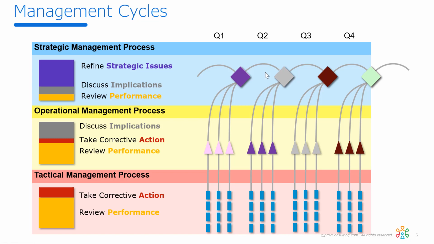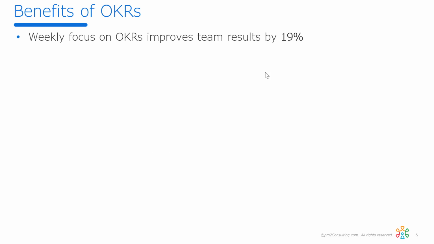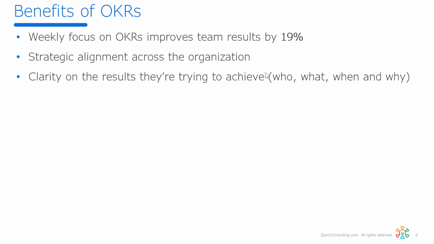Now, I want to be clear, OKRs don't solve all your operational problems, but they do solve a lot. And the key benefits we see are based on a lot of client research. This weekly focus on OKRs improves the team results by about 19% based on the clients we've surveyed. But what we also see is strategic alignment across the organization. So we're all pulling in the same direction. We see that there's way more clarity on the results that we're trying to achieve.